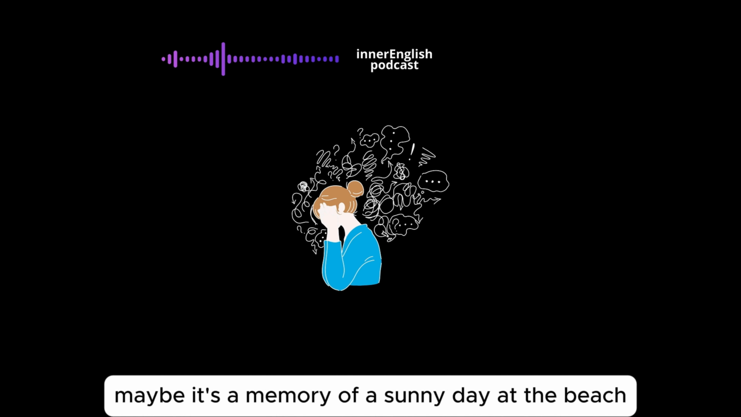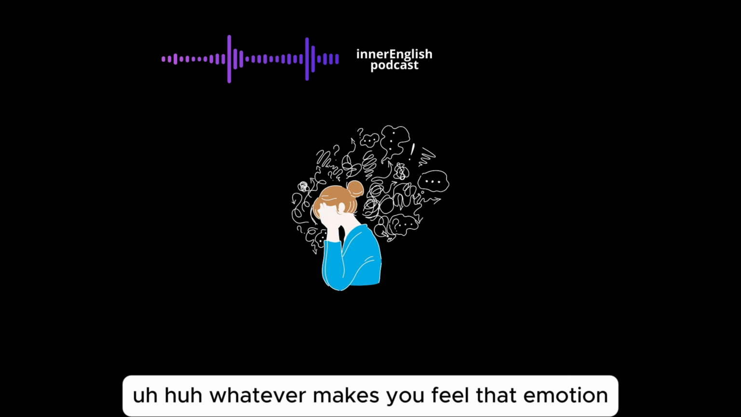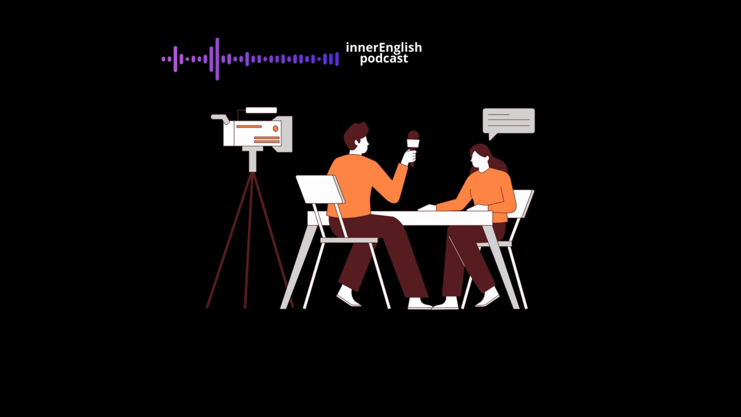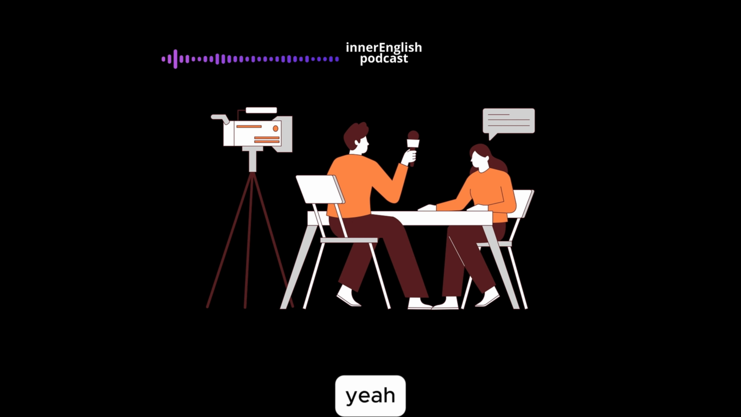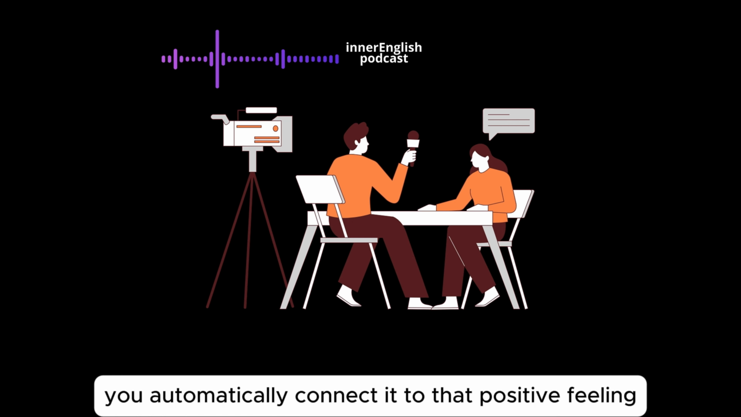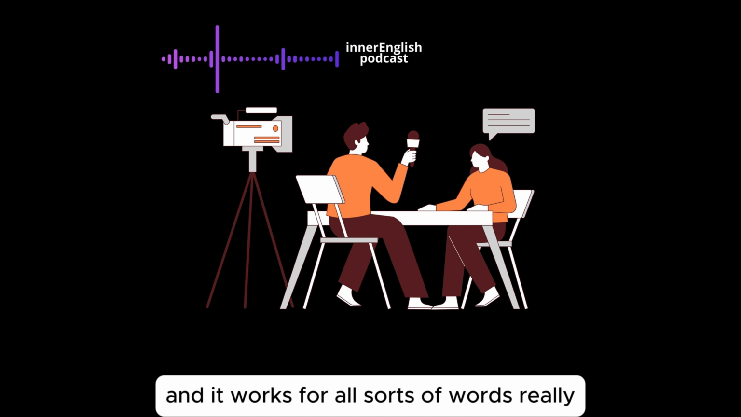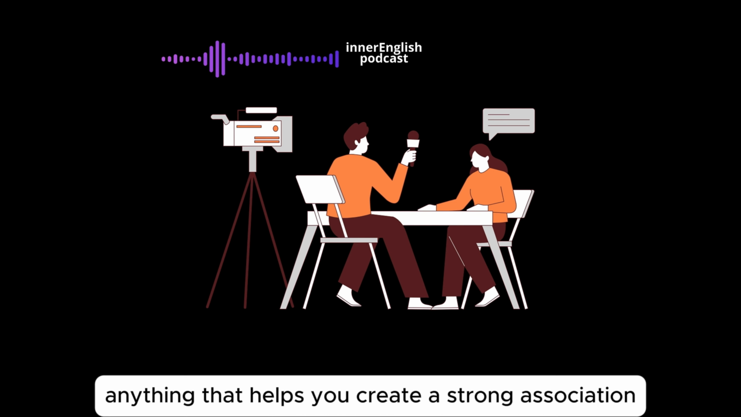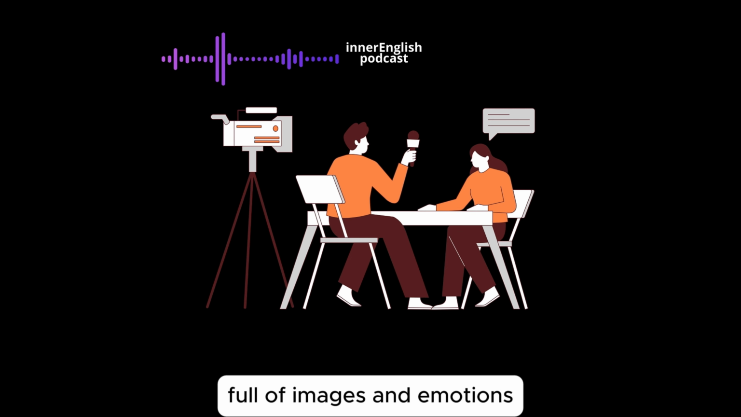Maybe it's a memory of a sunny day at the beach, or a moment with loved ones. Whatever makes you feel that emotion, and you link that feeling to the word happy. That way, when you hear or see the word happy, you automatically connect it to that positive feeling. And that helps you remember it. It works for all sorts of words. You can use pictures, sounds, smells, anything that helps you create a strong association. It's like building your own mental dictionary, full of images and emotions.